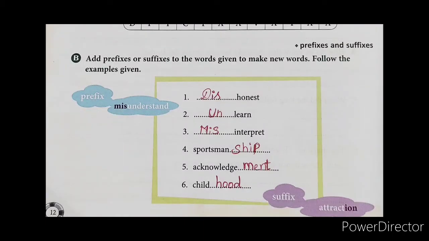So I'll repeat. First, prefix, dishonest. Second one, prefix, unlearn. Third one, prefix, misinterpret. Fourth one, sportsmanship. Ship is suffix. Fifth one, acknowledgement. And the sixth one is childhood. Fourth, fifth, sixth are suffix. First, second, third are prefix. So write the answer clearly in your workbook, children.